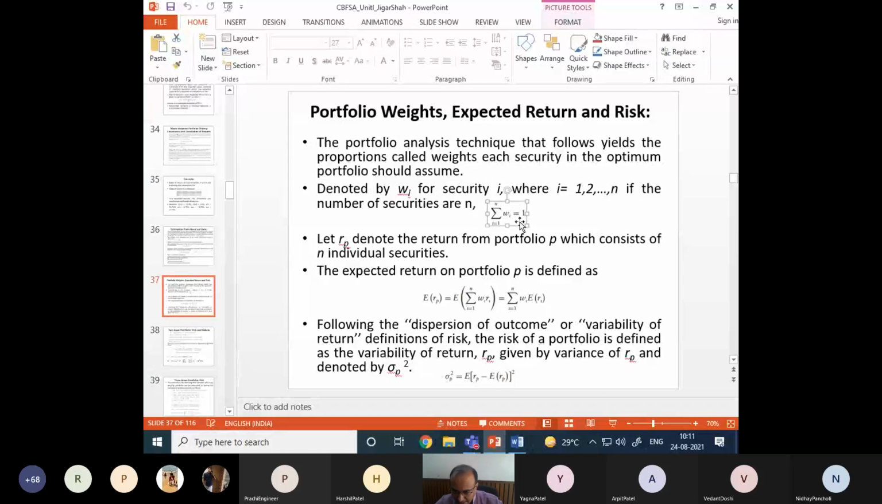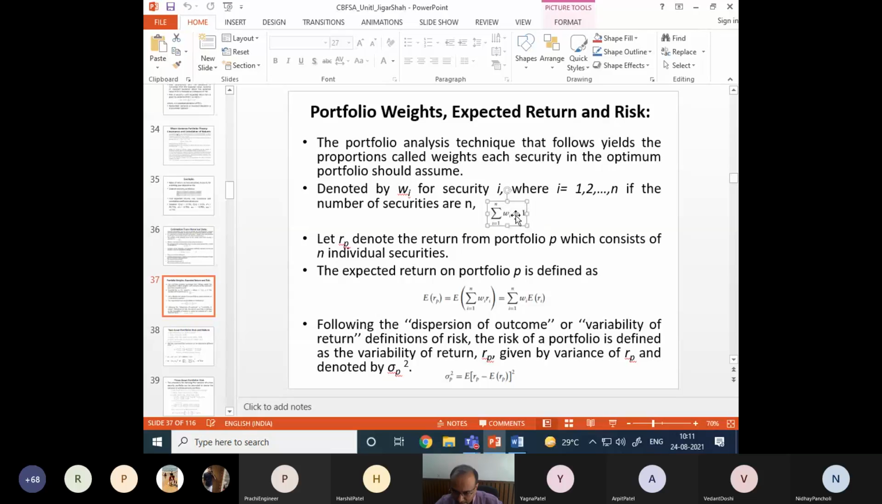Now remember, this Wi is always from 0 to 1, including 0 and 1, if no short selling is allowed. But if you allow short selling, this Wi can be negative or it can be greater than 1. So remember, if we do not allow short selling, hope you recall what short selling is. Short selling means we do not have any possession of the security, but still we sell it. So that is called short selling.